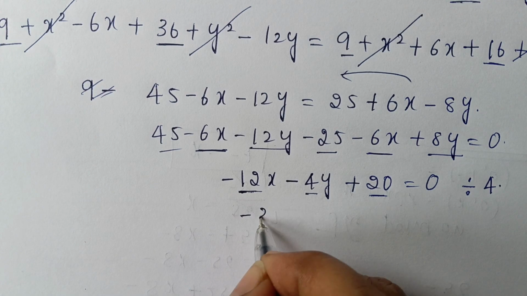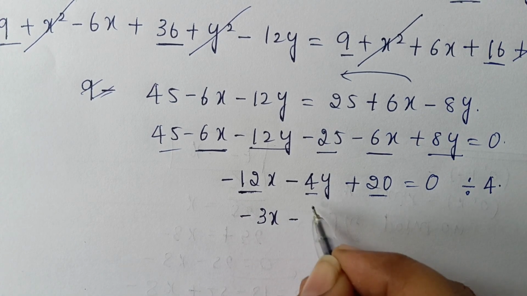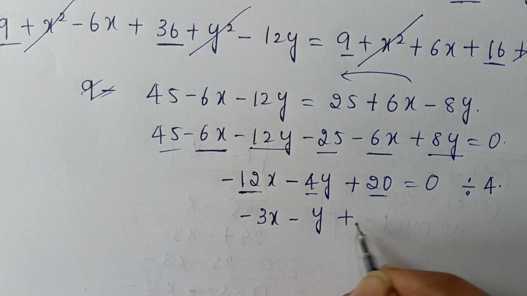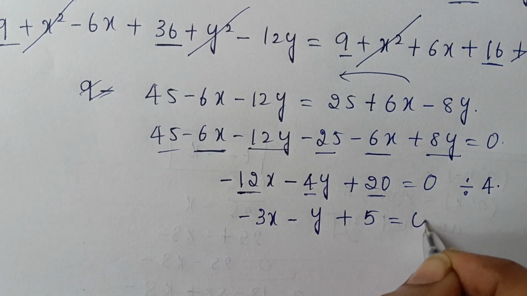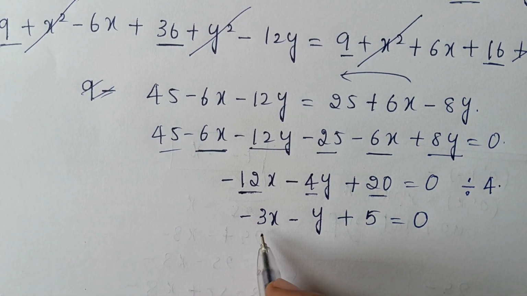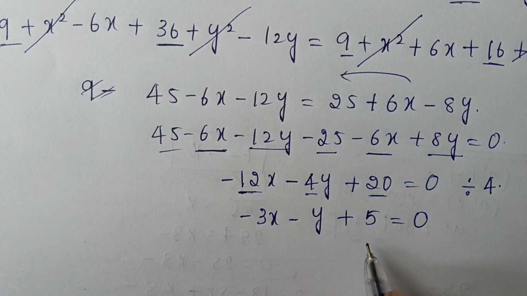4 times minus 3x, minus 4 times y, plus 4 times 5 is 20, is equal to 0. Now we got minus 3x minus y plus 5.